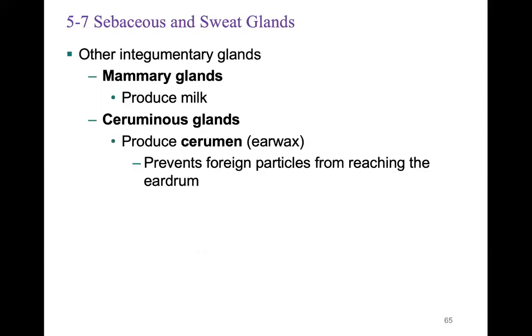Okay, other integumentary glands, we have mammary glands. Mammary glands will end up producing milk, and they are typically found just exclusively in the breast, especially in females. And then ceruminous glands, these are going to be found in the ear canal, and they will actually produce a modified secretion called cerumen, which is earwax.